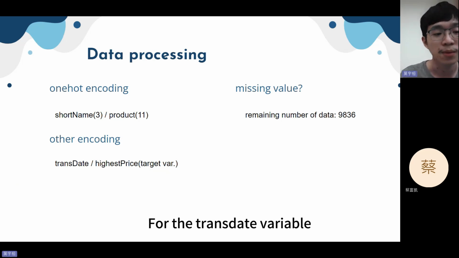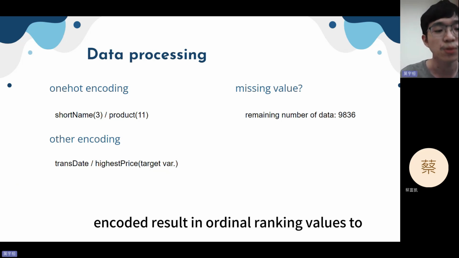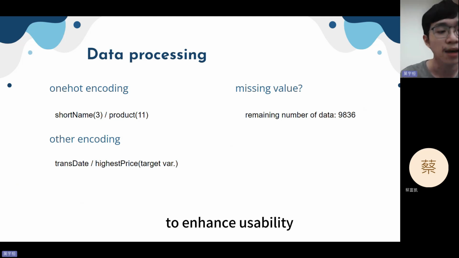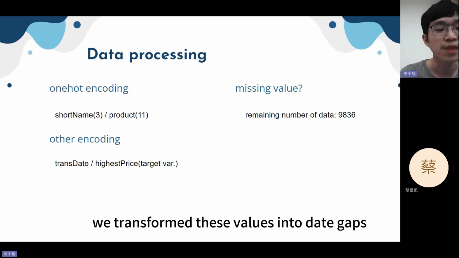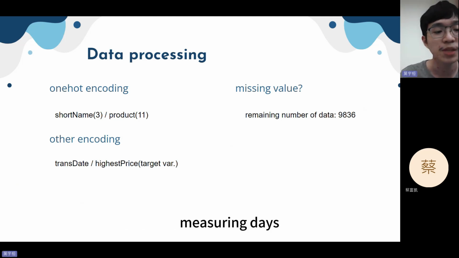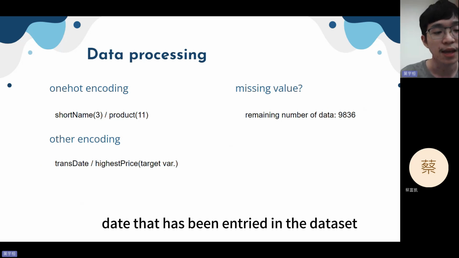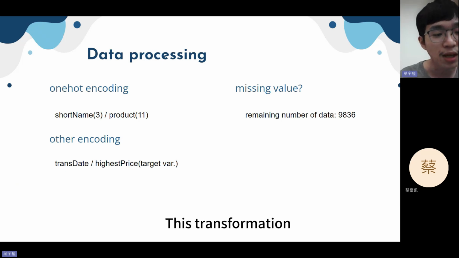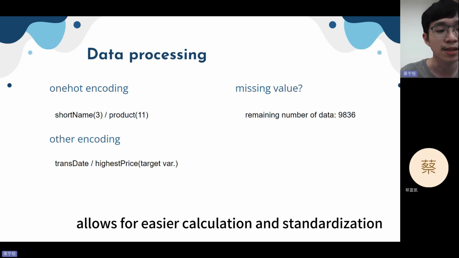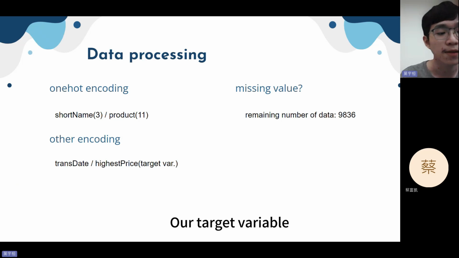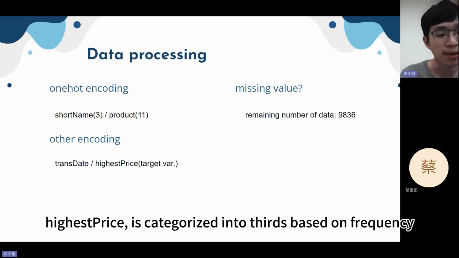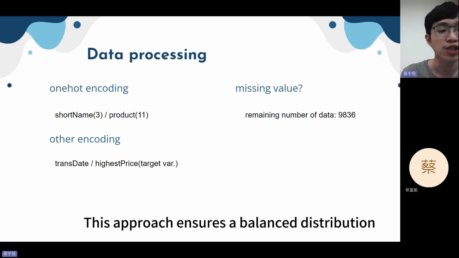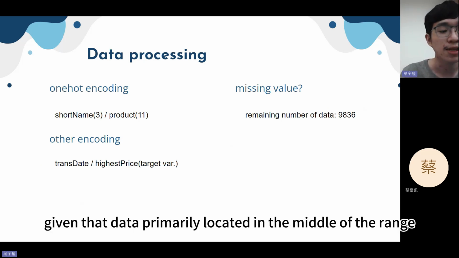For the transdate variable, direct label encoding results in ordinal ranking values. To enhance usability, we transform these values into date gaps, measuring days relative to the latest date that has been entered in the dataset. This transformation allows for easier calculation and standardization. Our target variable, highest price, is categorized into thirds based on frequency. This approach ensures a balanced distribution, given that data primarily locate in the middle of the range.